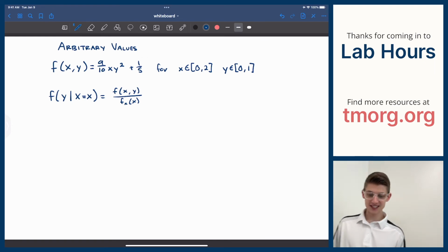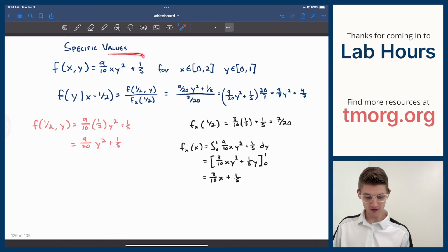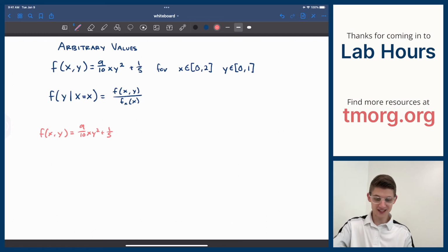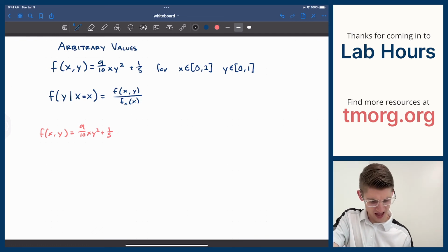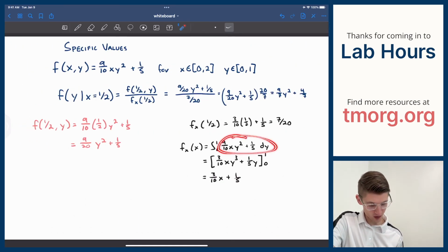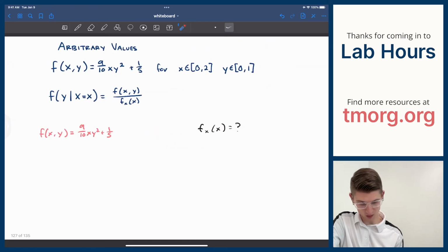The interesting thing about this is that it's actually almost easier in that we've already calculated all of the pieces that we need, right? So if I follow the same color scheme, the numerator is just f of x,y, which is just what we have here, right? 9/10 x y squared plus 1/5. I don't have to do anything else for that. Super nice. What about f_X of x? Well, the nice thing is we already figured it out. We integrated the y out already, and we got 3/10 x plus 1/5.